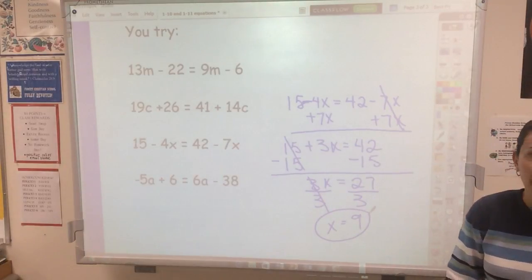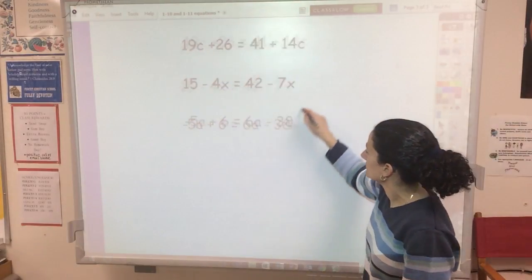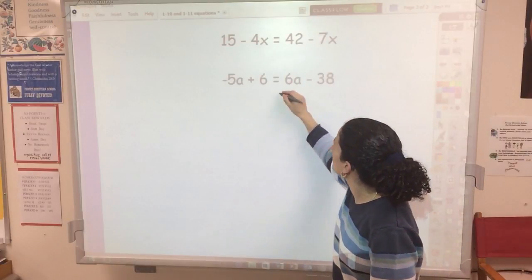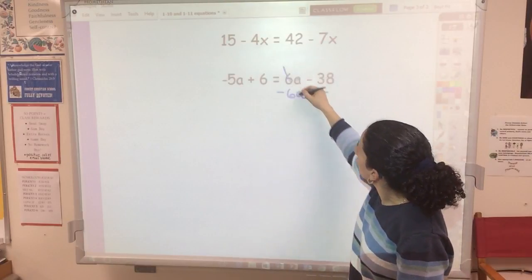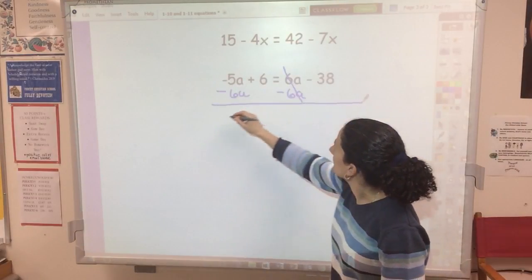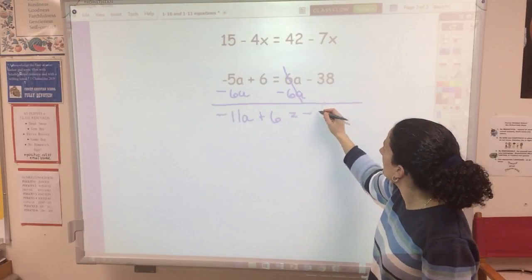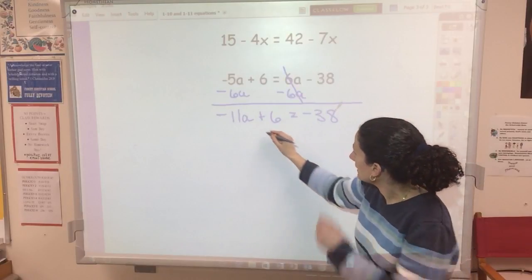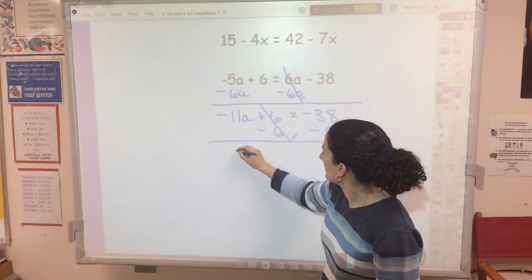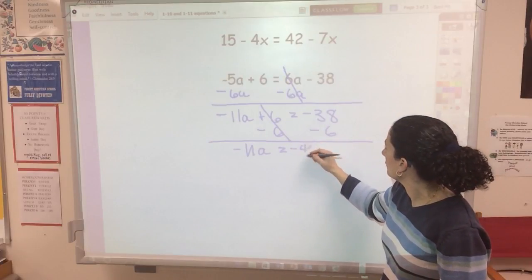Get that one right? Okay, let's check over the last problem. See how you did on that one? Move it up here. Again, I want to move the variable term over to the left, so I'm going to minus 6a. That will effectively move it from that side. Minus 6a from this side. Okay, that'll give me negative 11a plus 6 equals negative 38. All right, now I'm going to minus 6 from both sides. And that will give me negative 11a equals, over here I'll have negative 44.